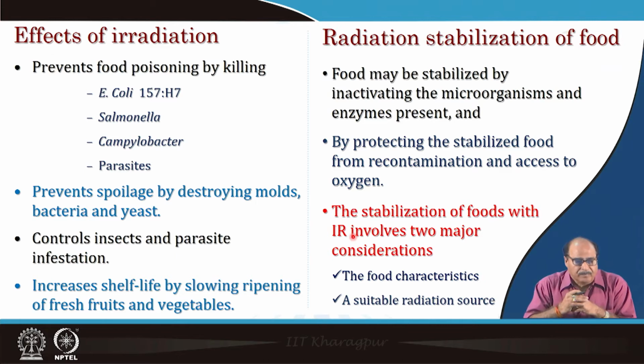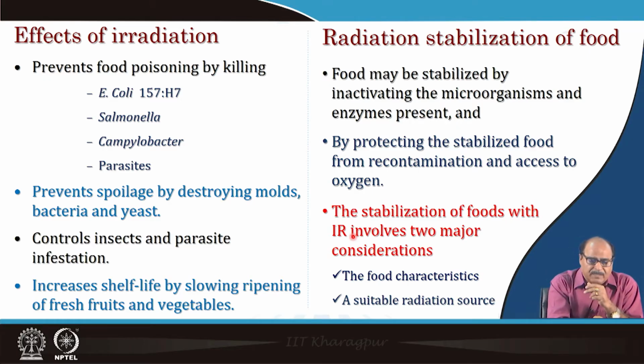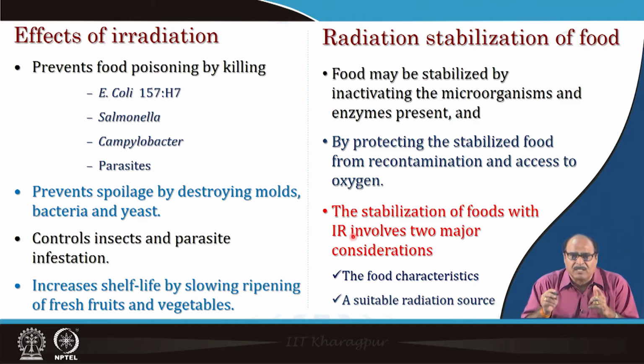Then let us see the effect of irradiation on food. It prevents food poisoning as well as food spoilage microorganisms, food poisoning microorganisms like E. coli, Salmonella, Campylobacter and other parasites. It prevents spoilage by destroying molds, bacteria and yeast. It controls insect and parasite infestation. It increases shelf life by slowing the ripening of fresh fruits and vegetables.